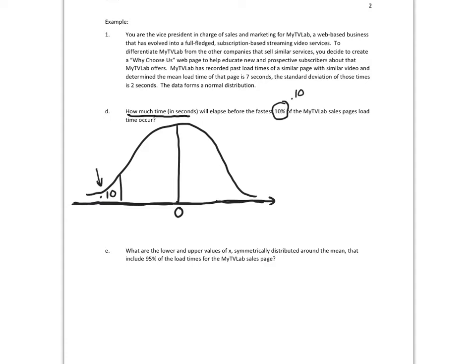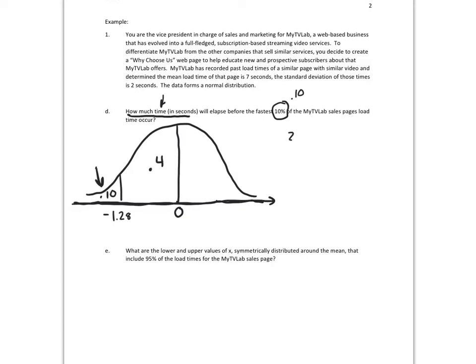So let's go back to our table, and our table gives us probabilities in between 0 and whatever z I look up. Now, if this is 0.1, this would be 0.4. Do you agree? So the z corresponding to this is negative 1.28, and that's a z. But I'm trying to figure out how much time. Time is real world, it's an x.